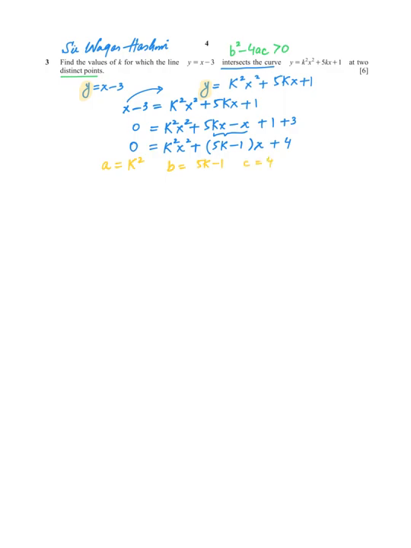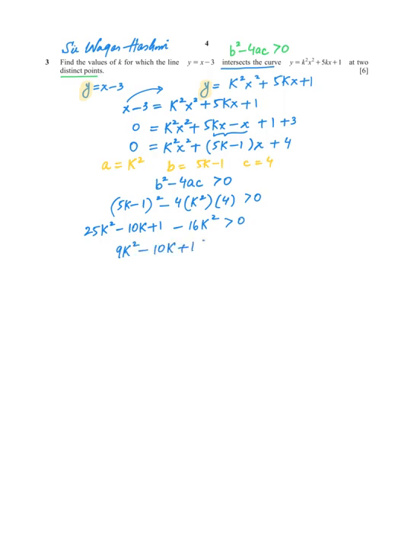All right. So the given condition is b square minus 4ac greater than 0. So b is 5k minus 1 whole square, minus 4 times a which is k square, times c which is 4, greater than 0. Now we need to simplify. For 5k minus 1 we use the identity a square minus 2ab plus b square, so it's 25k square minus 10k plus 1 square, which is 1, minus 16k square greater than 0. So 25 minus 16 leads to 9k square minus 10k plus 1 greater than 0.